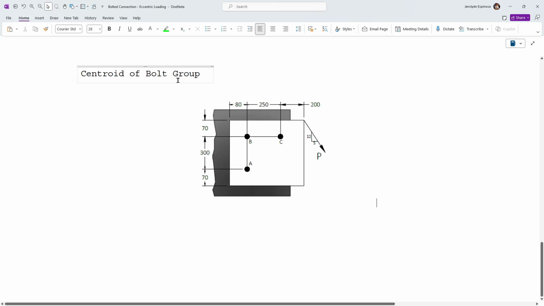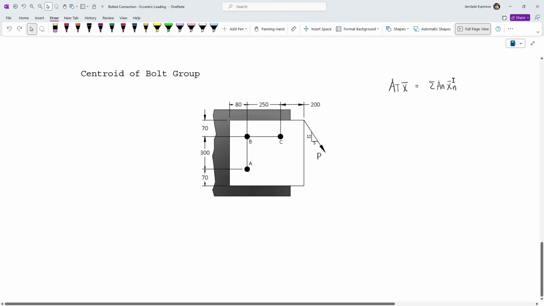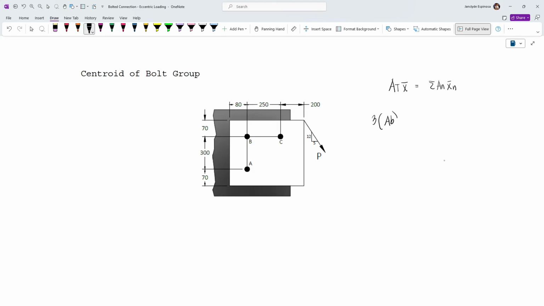To find the centroid of the bolt group, we're going to use Varignon's theorem. So this is going to be, in our discussion of centroids, the total area times barred x or barred y is equal to the summation of AN multiplied by barred xn, where AN is the area of interest, while barred xn is the centroid of the area measured from the reference axis. So here, since we have 3 bolts, the total area becomes 3 multiplied by the area of each bolt. So we have here AB. This is the total area. And then we have barred x.